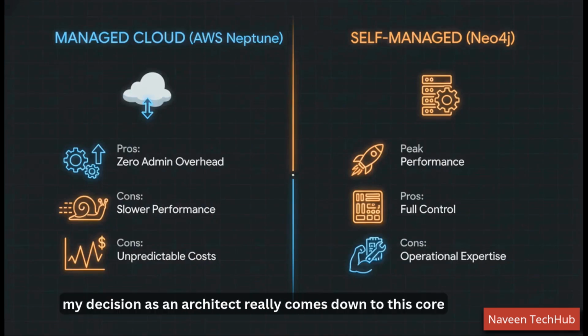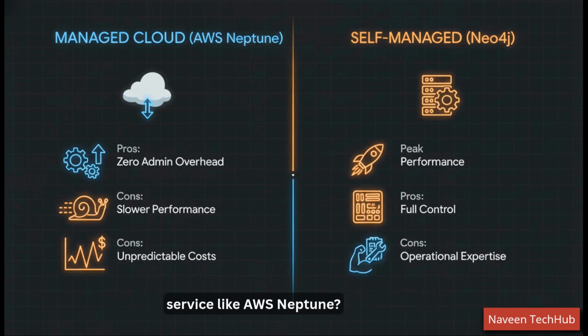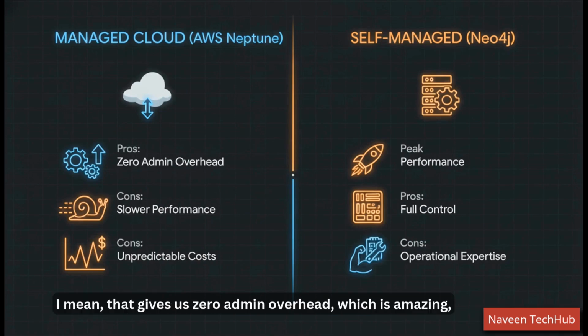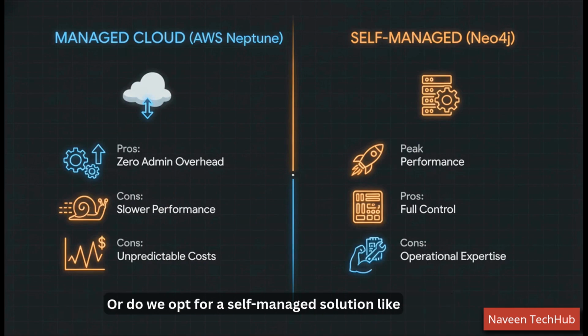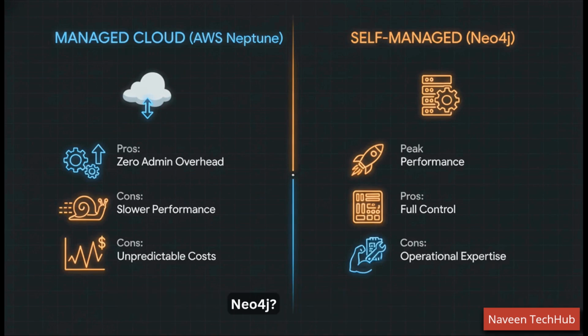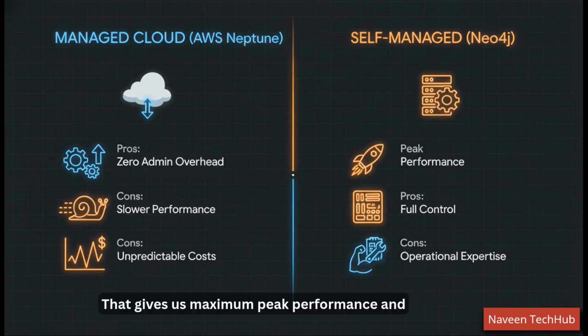So ultimately, my decision as an architect really comes down to this core trade-off. Do we go for operational simplicity with a managed cloud service like AWS Neptune? I mean, that gives us zero admin overhead, which is amazing, but it can be slower and the I/O costs can be unpredictable. Or do we opt for a self-managed solution like Neo4j? That gives us maximum peak performance and full control, but it requires serious operational know-how to manage the cluster.